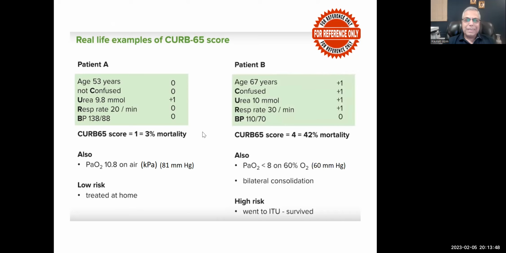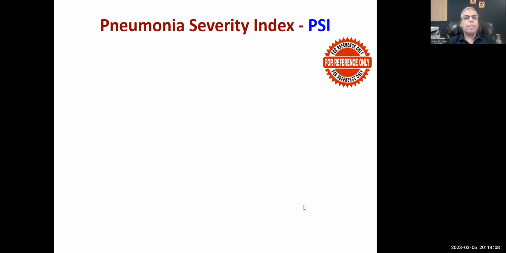Here is another patient, 67 years old, above 65. We give him 1 point. He's confused. His urea is raised, 10 millimoles, and respiratory rate is 30. So he has got 4 points and 42% mortality. And we'll have to treat him and admit him into the intensive care unit, okay?